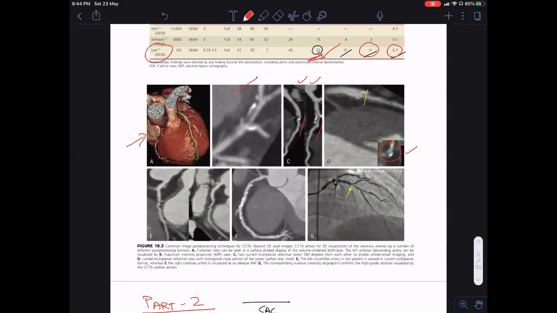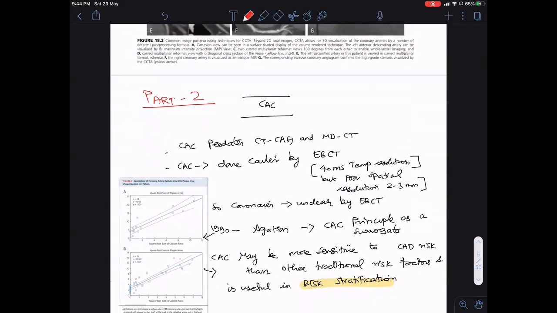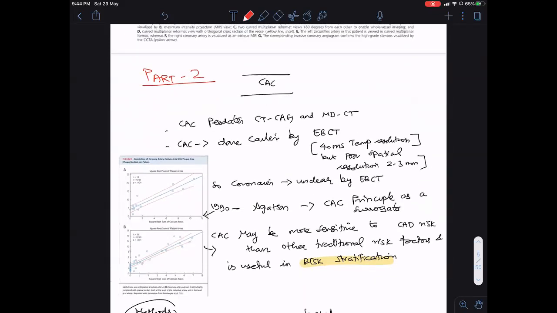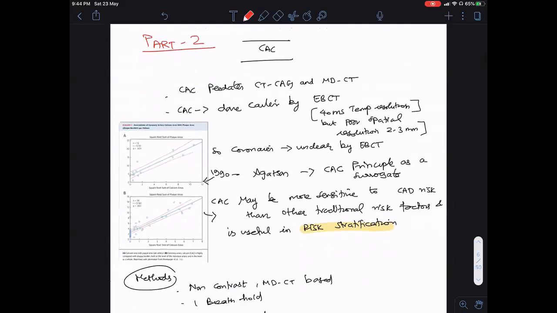So this was just a brief basics. We all know this, just to highlight. So we'll now start discussing specific parts of the CT, or the questions.